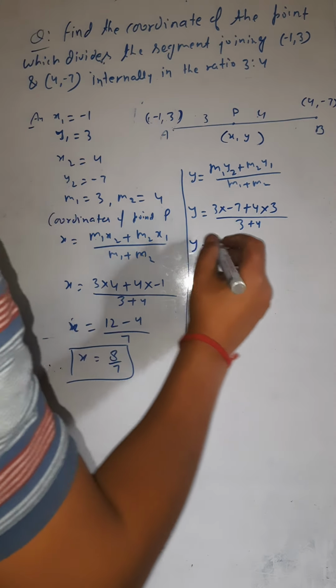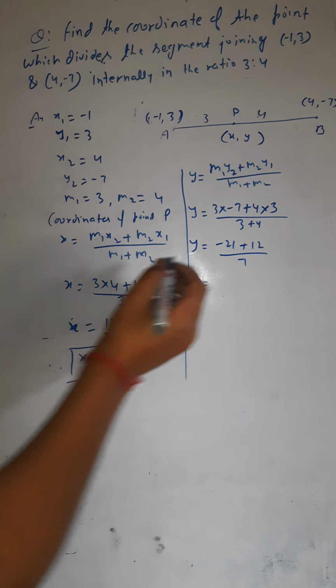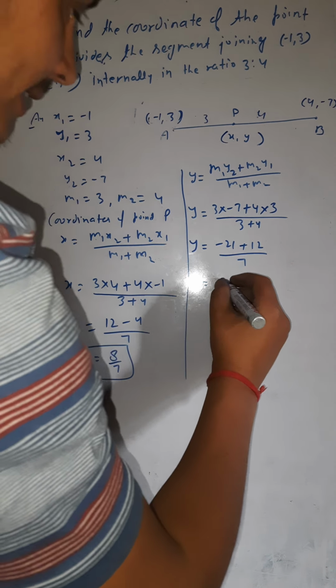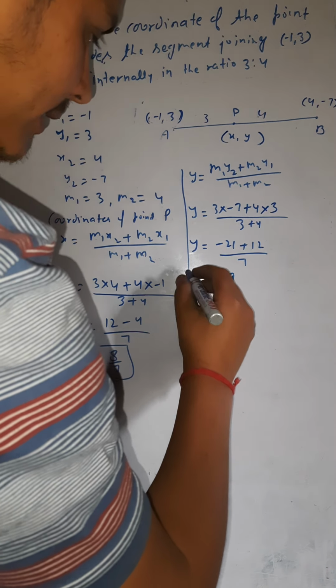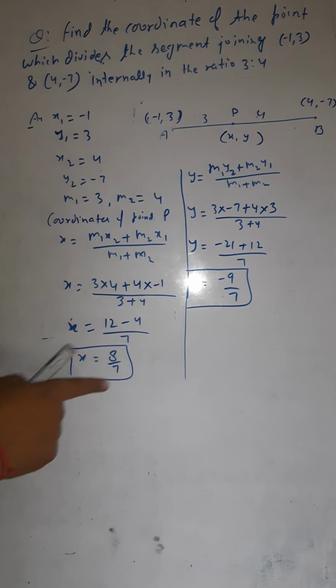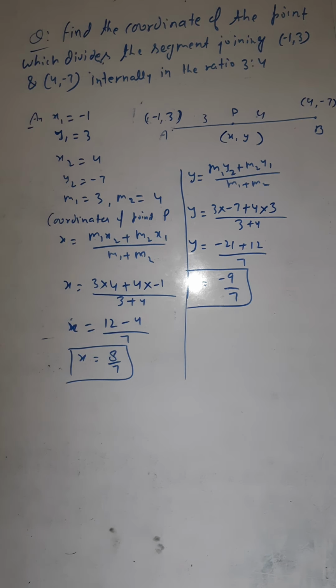So y would be equal to -21 plus 12 divided by 7. If you are adding this, how much would you get? You would get -9 by 7. So this would be the value of y. Therefore the coordinates of point P are 8 by 7 comma -9 by 7.